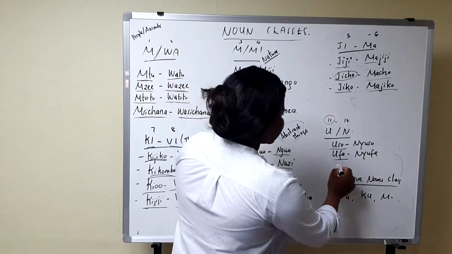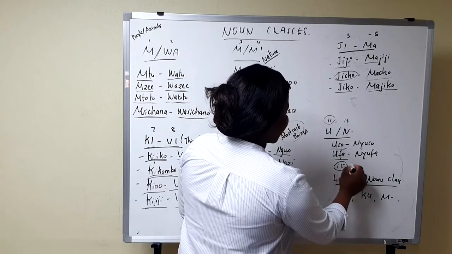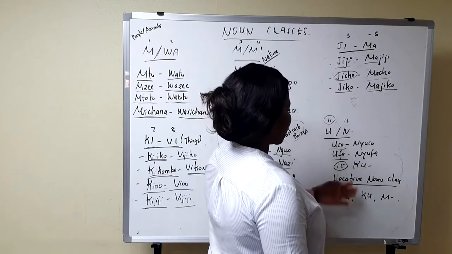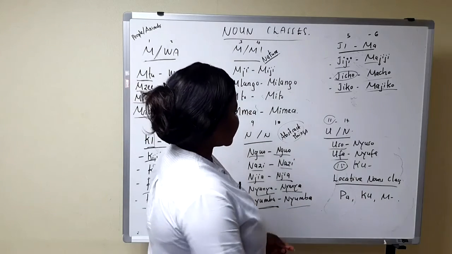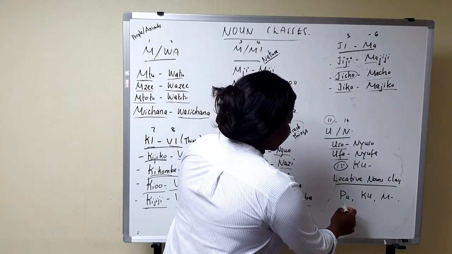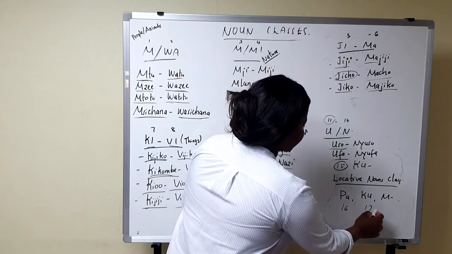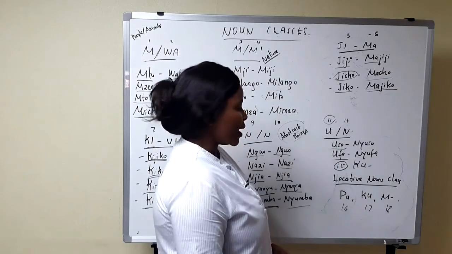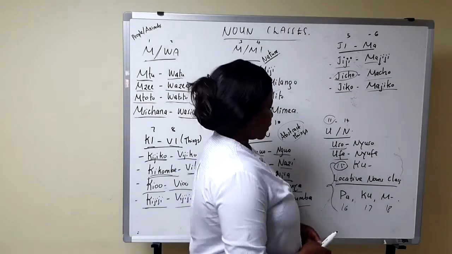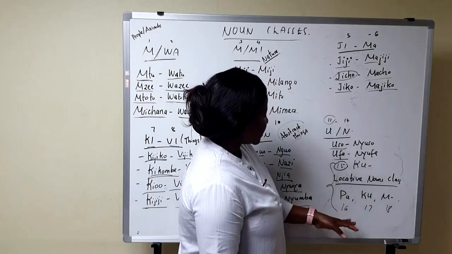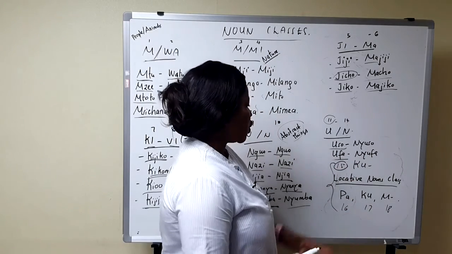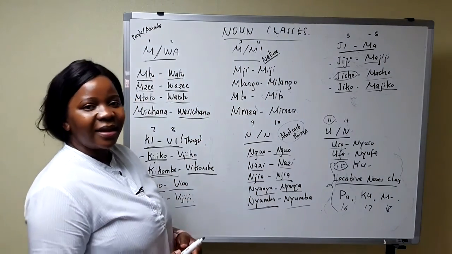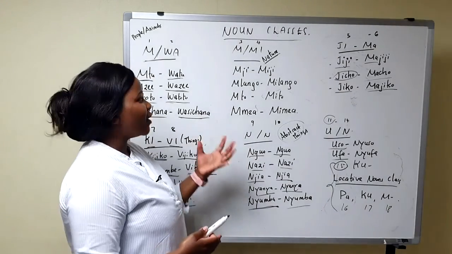And another class, 15th noun class, this is the ku noun class. And 16th, 17, and 18 noun class, this is the locative noun class, pa, ku, mu. So we will talk about these classes in advanced level. So in general, these are noun classes, the general description of noun classes.